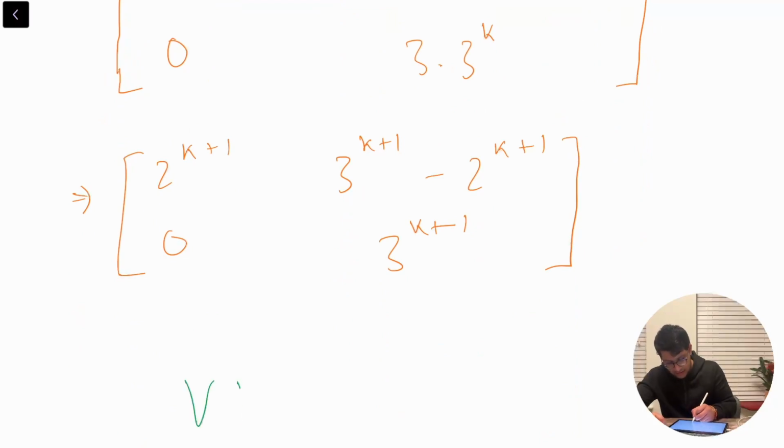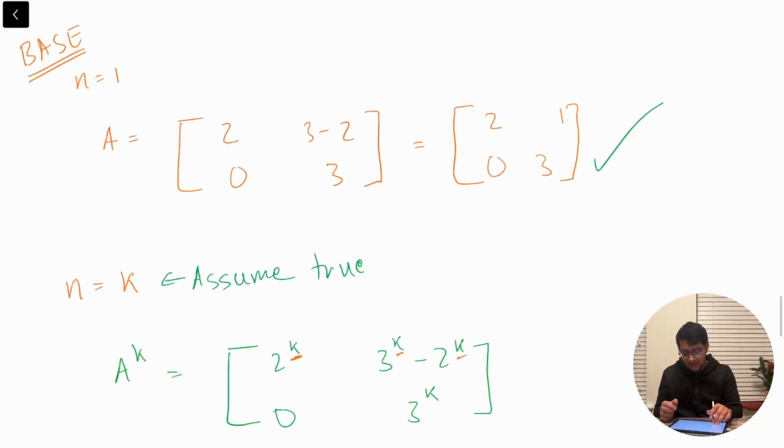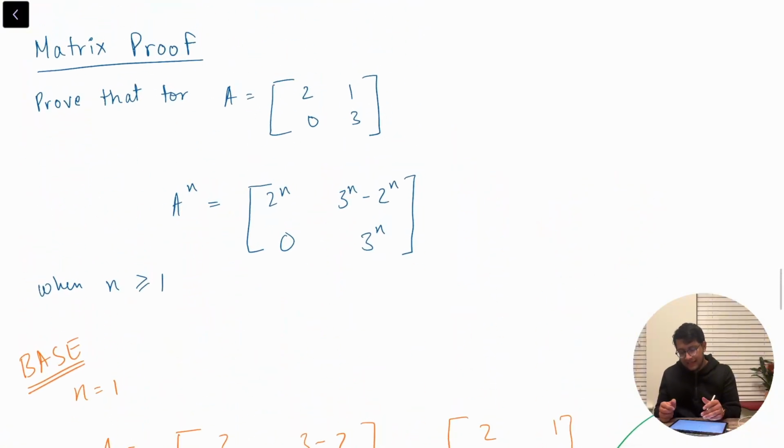So once again, firstly, we proved that the base case was true. Then assuming that n equals k is true, n equals k plus 1 is also true. This means that the statement A^n equals 2^n, 3^n minus 2^n, 0 and 3^n is true by induction for any n that are integers above 1 or equal to 1.